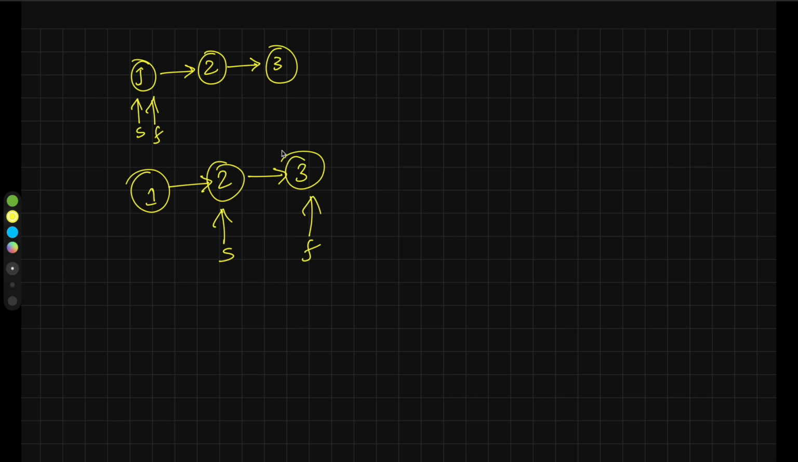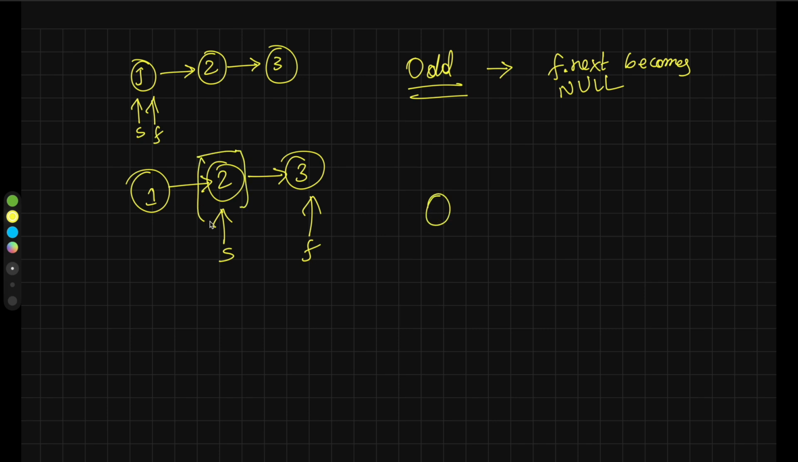So here we can say that if the linked list length is odd, then fast dot next becomes null first. Fast dot next becomes null. So let's consider another scenario, and then we have to remove the slow node. Remove slow because slow will be pointing to the middle in case of the odd scenario.